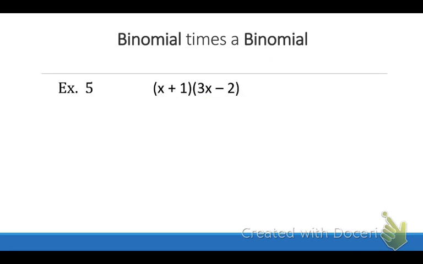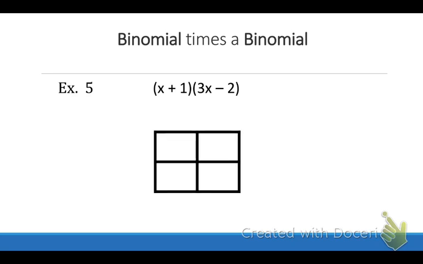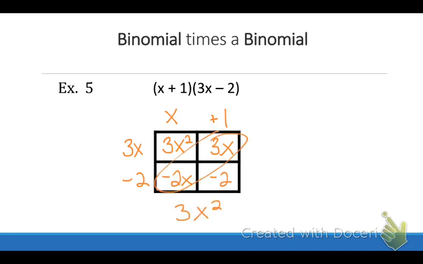Now, in example 5, why don't you pause and see if you can get this one on your own. I'm choosing to use the box method again. So I set x plus 1 and 3x minus 2, and it doesn't matter which one goes across the top and which one goes on the side because of the commutative property. Multiply 3x times x is 3x squared, 3x times 1 is 3x, x times negative 2 is negative 2x, and negative 2 times 1 is negative 2. Now again on the diagonal I have a set of like terms, so I write 3x squared plus 1x minus 2.